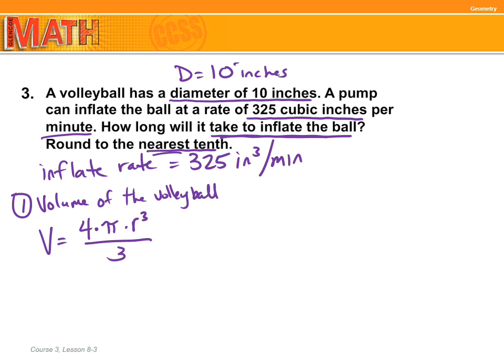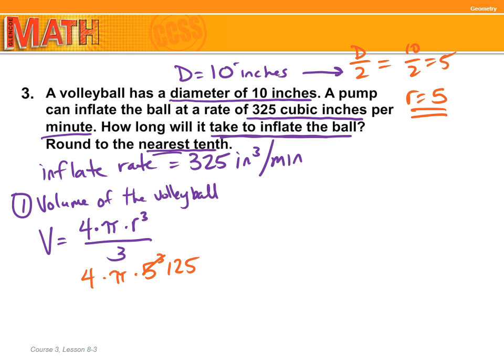And again, our diameter, so let's go back over here to the top. From our diameter, we get our radius, the diameter divided by 2. So 10 divided by 2 is 5. So our radius is 5. So let's rewrite this: 4 times pi times 5 cubed, which is 125, over 3.